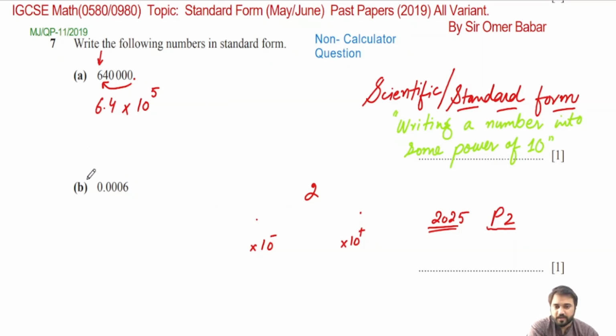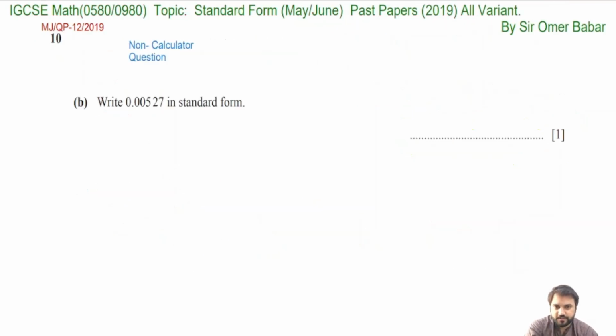Okay, this is our answer. Now part B is 0.006. This is our decimal, and we want this decimal after 6. So 6 point 0, into 10 raised to power. This is on the left side of 6, so it would be negative. And how many digits did it cross? 1, 2, 3, 4. So that would be -4. This is the answer.